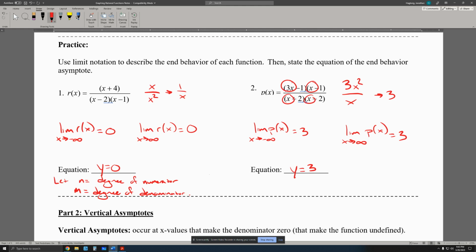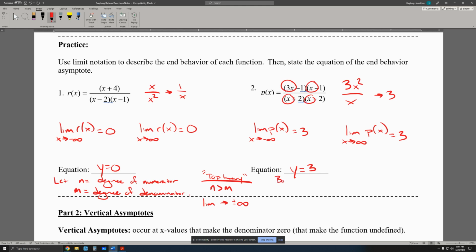Case 1 is if it is, we're going to call it top heavy. Okay, so if the function is top heavy, we're saying that the degree of the numerator is greater than that of the denominator. So that's saying that this function would approach something similar to y equals x or y equals x squared, anything that has a positive exponent for the x. Okay, so that would tell us that the function is just going to blow up to infinity or negative infinity. So the limit of the function is going to approach plus or minus infinity.